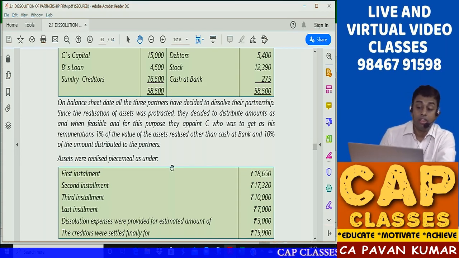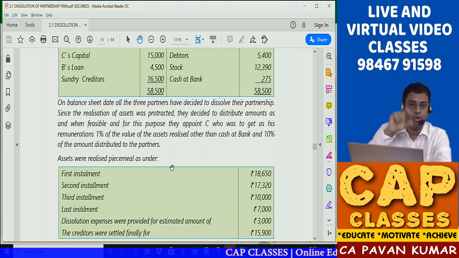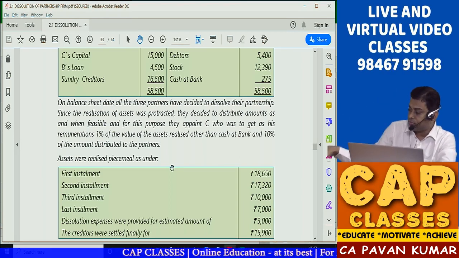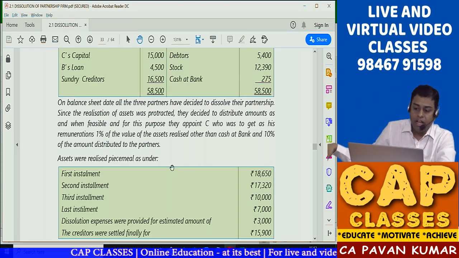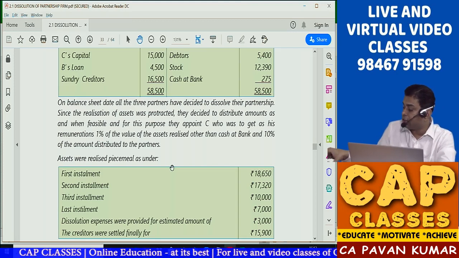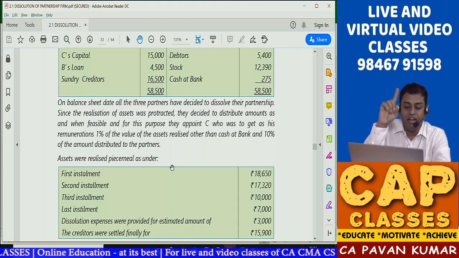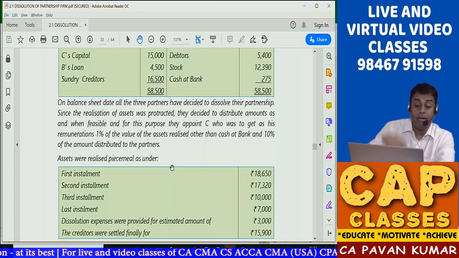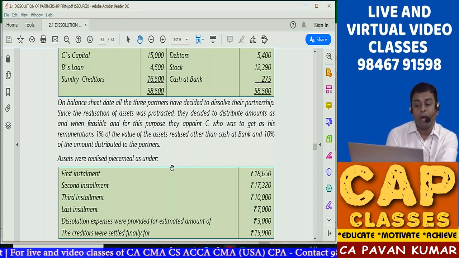So he has two types of remuneration. Who is going to look after the whole process? Mr. C will look after the process. So what is the remuneration of Mr. C? First he will get 1% of assets realized. Then he will get 10% of the amount to be distributed to partners.